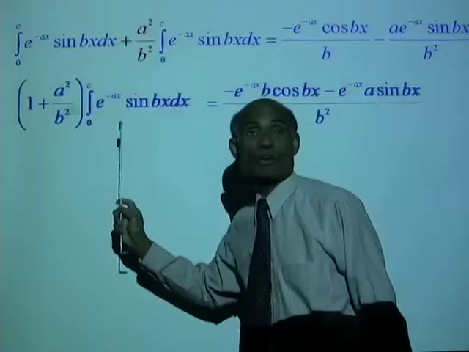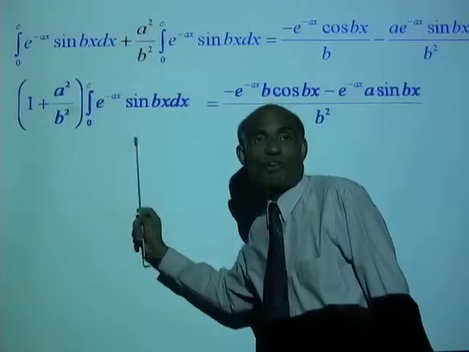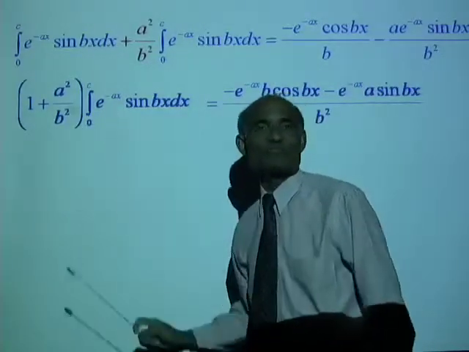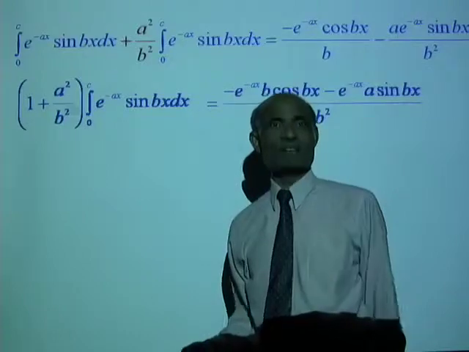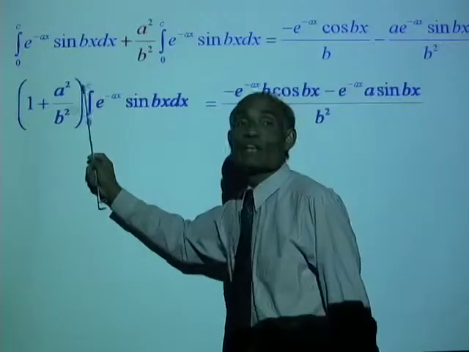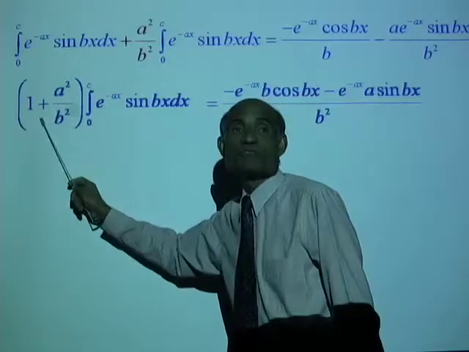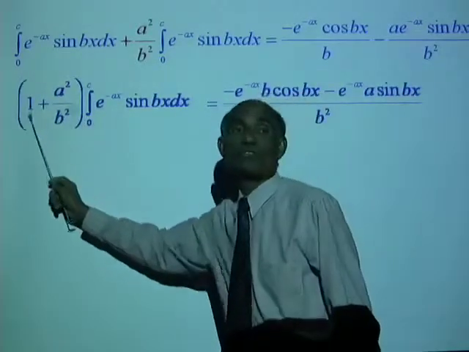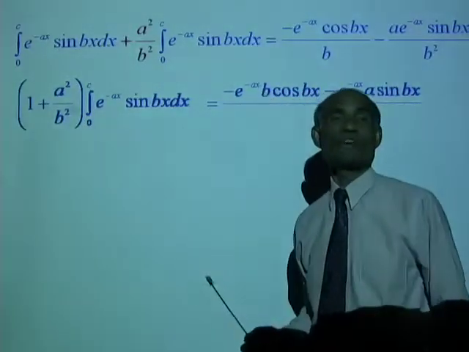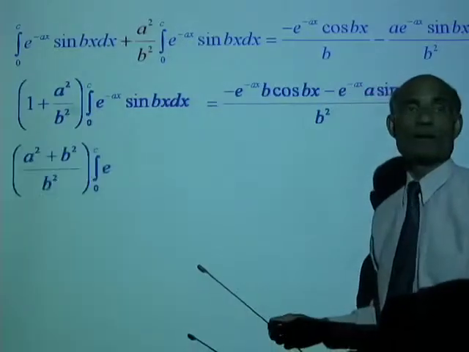And what are we looking for? We are looking for this integral, isn't it? That is the quantity that we want to evaluate. And therefore, in order to find the value of this, all we need to do is divide both sides by this quantity, 1 plus a squared over b squared.